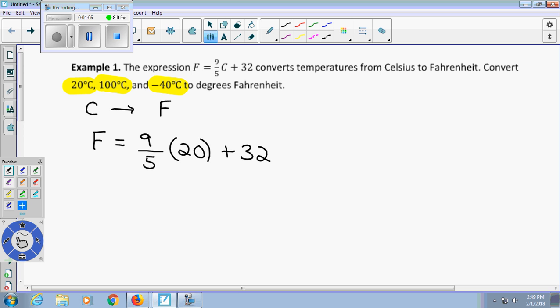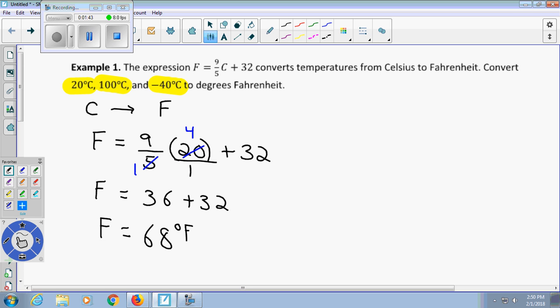So you can do this in a calculator if you want to. We're just now following order of operations, but let's see. If I look at these two fractions, I can cancel a factor of 5. So I get that F is equal to, okay, so we have 9 times 4, which is 36, plus 32. And when we simplify this, F is equal to 68. And this answer is in degrees Fahrenheit. So those two temperatures are equivalent. They're just measured in different units.